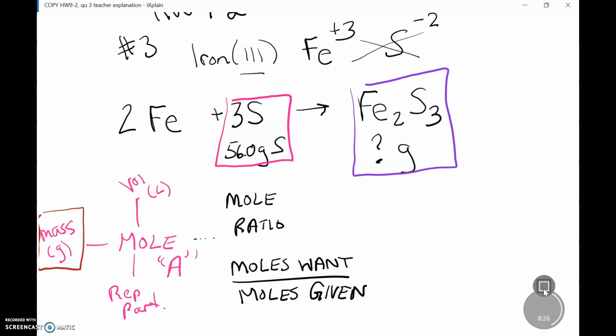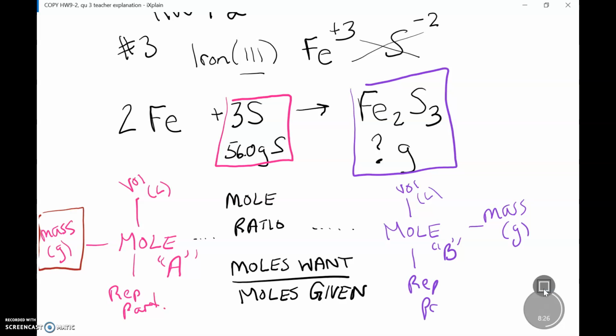In order to set up the mole ratio, you have to remember where you're going. For our problem here, we are trying to solve for the mass of another substance. So we're going to call this other substance, substance B. And a reminder that if you're in moles, you can get into anything you want. You can get into volume of the gas in liters, mass, or representative particles. In this particular scenario, we are solving for the mass. We are provided the mass of sulfur, and we're trying to get the mass of iron 3 sulfide.